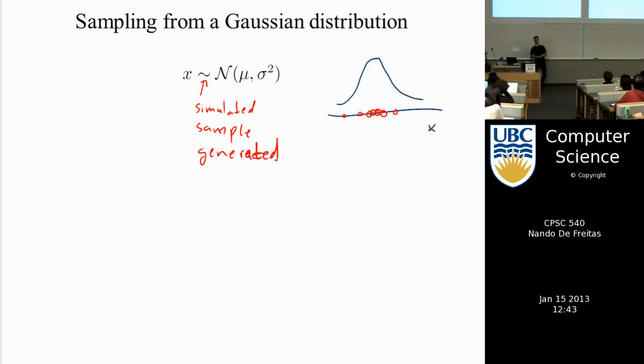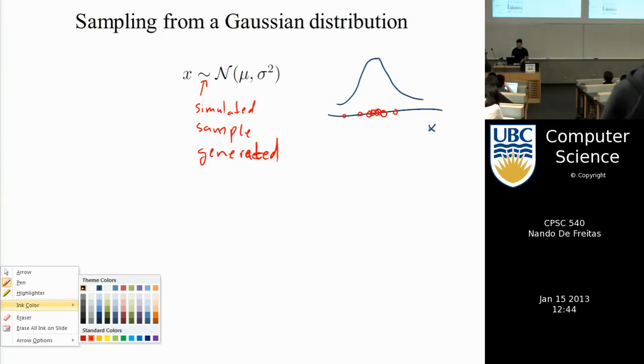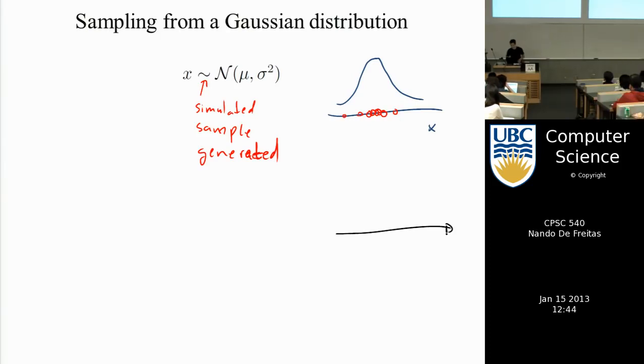And a lot of the algorithms that we will learn later for learning, and this is something I didn't do in 340 at all, so for the 340 guys, it's new. Simulation will be critical to being able to do learning. Okay, so computers have the pseudo-random number generators that allow them to draw numbers from uniform distributions. Now, a uniform distribution is just something that will look like this. It has uniform height, and hence uniform.